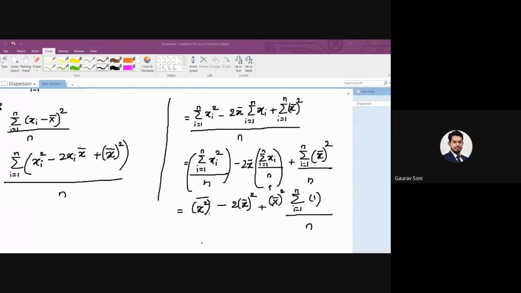Summation i running from 1 to n of 1. It is nothing but n, because you are adding 1, n times. Yes. And it will cancel out with the n in the denominator, so it will become just x bar square.